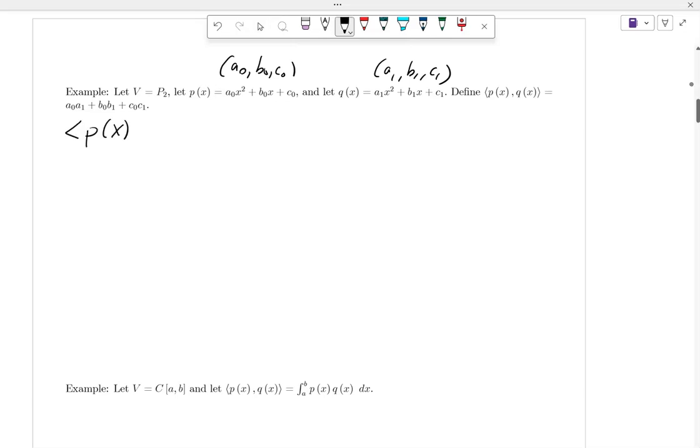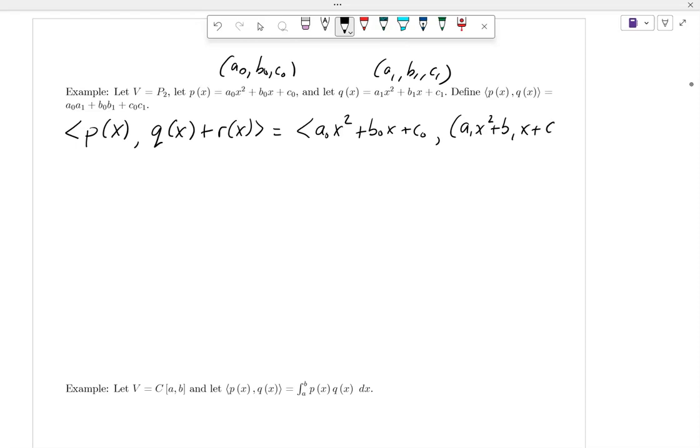let's do the second one, where we've got the inner product of one polynomial and the sum of 2 others. And I'm just going to use a subscript of 2 for my second polynomial. So I'll do an a2x squared, a b2x, and a c2.